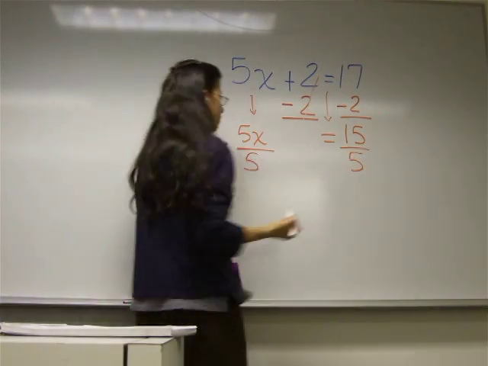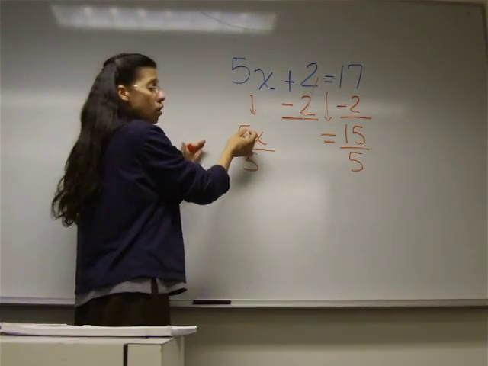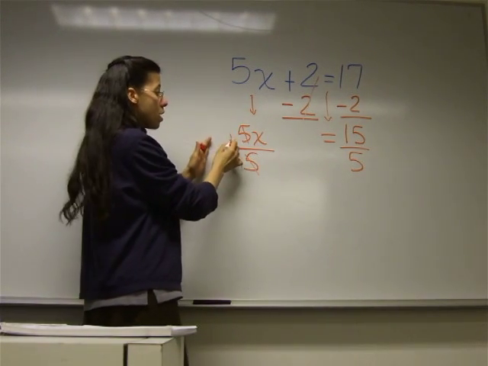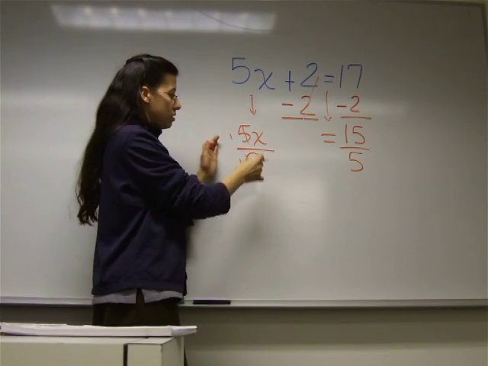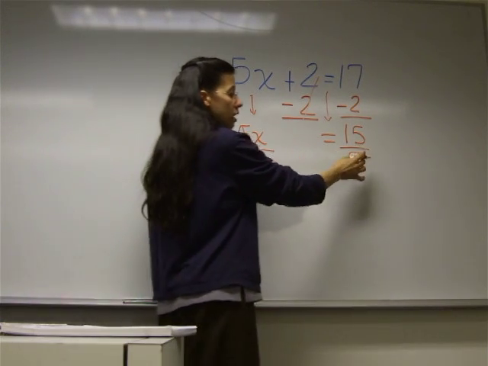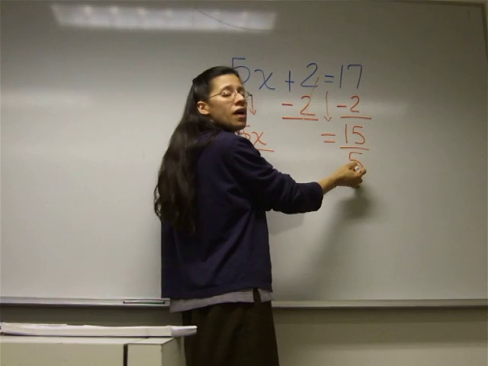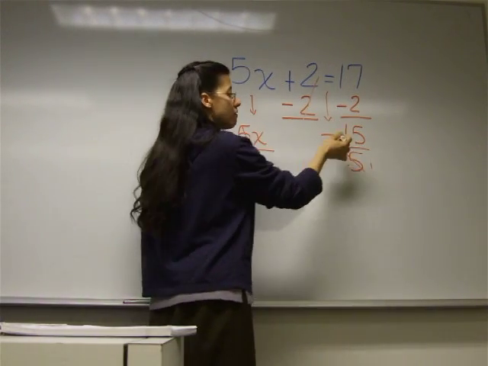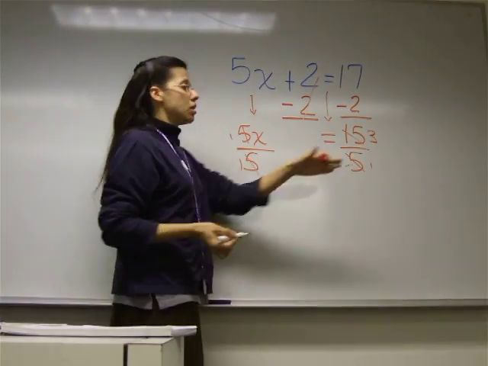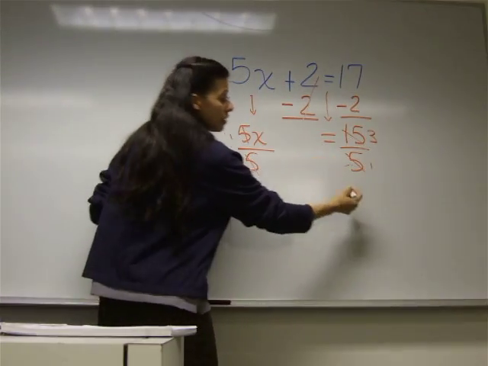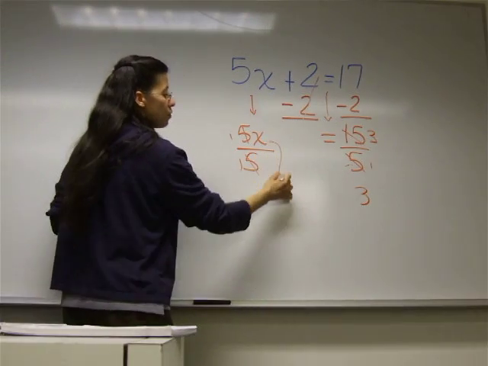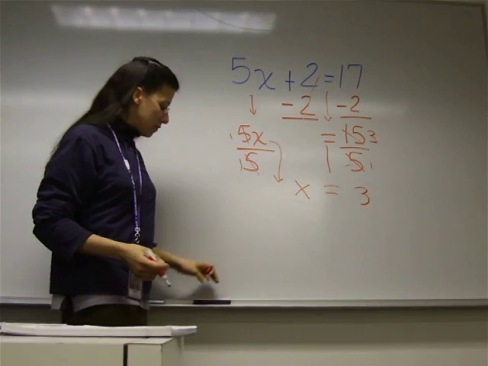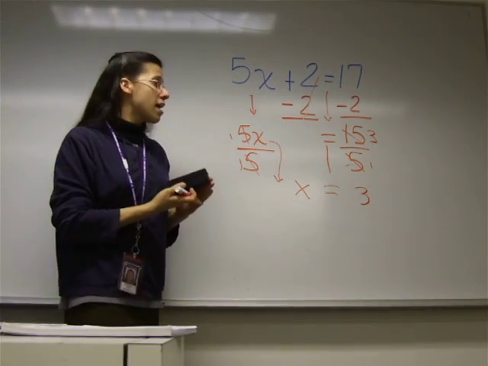Divide this by 5. Now, 5 over 5 is the same as saying 1. And we know that 1 times x is x. So this is done. On this side, how many times does 5 go into 15? 5 goes into 5 once. 5 goes into 15 3 times. 3 over 1 is the same thing as saying 3. You're bringing down the x equals 3. Now you have to see if this is in fact correct.